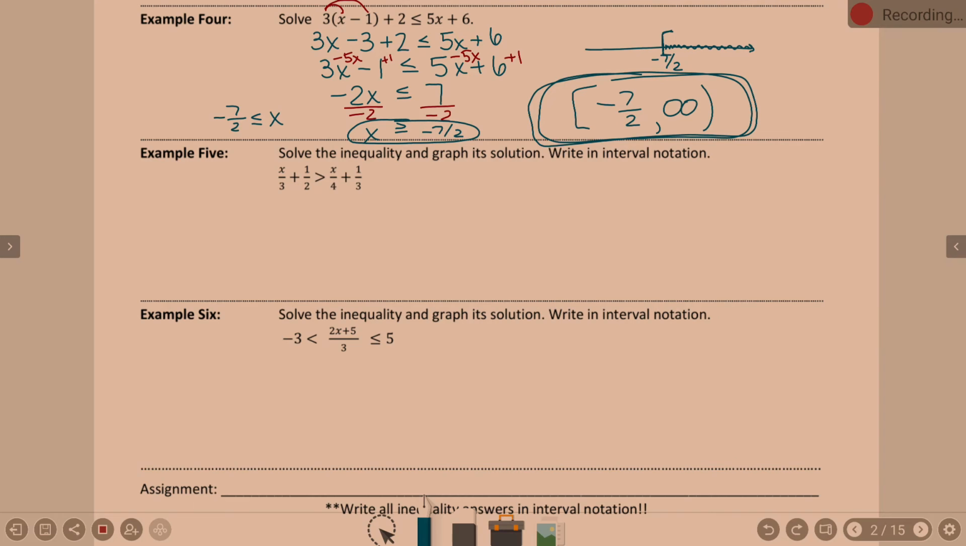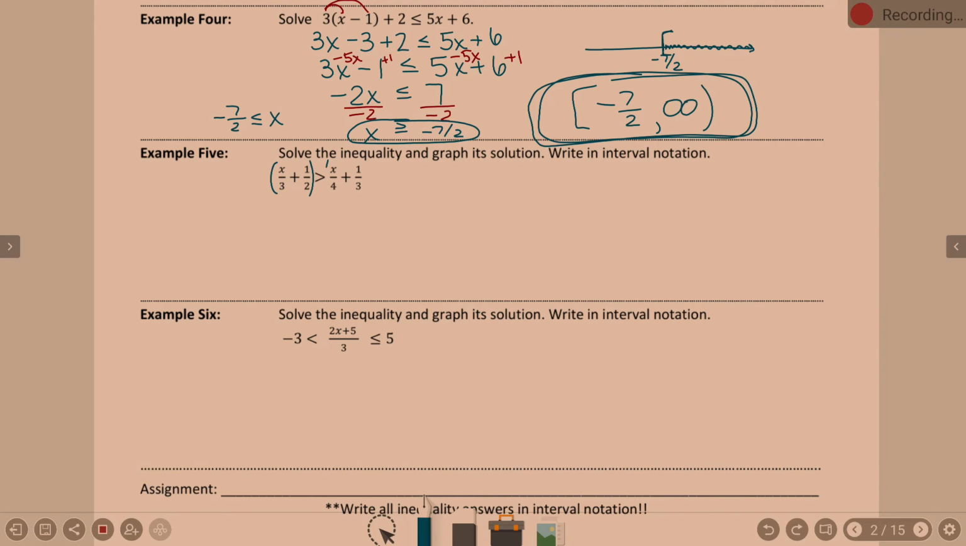Solve the inequality and graph its solution. Write in interval notation. Well, we can do this one two ways. We can work with the fractions if you want. Be easier to do than the last one. However, I always encourage getting rid of the fractions in this situation. How do we get rid of the fractions? Multiply. Multiply by what? 12. Why 12? So they can all divide into 12. Okay. 12 would be the least common denominator. It's the smallest number that all of those denominators, 2, 3, and 4, can go into.